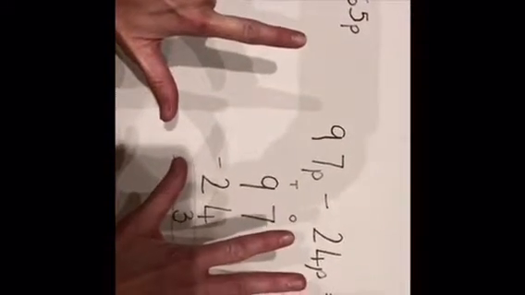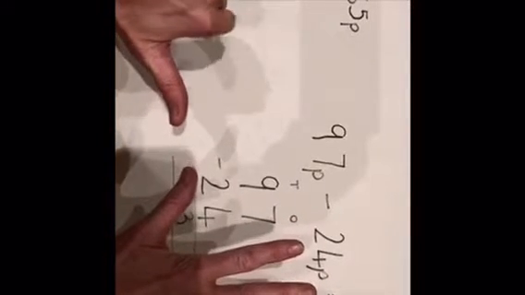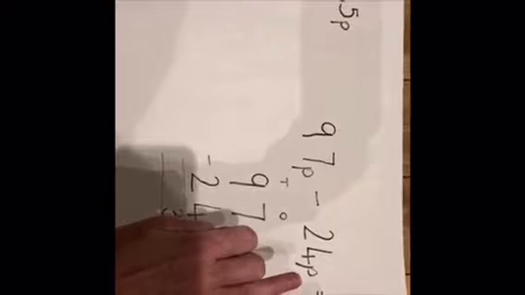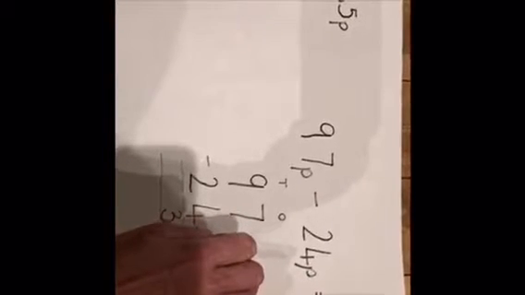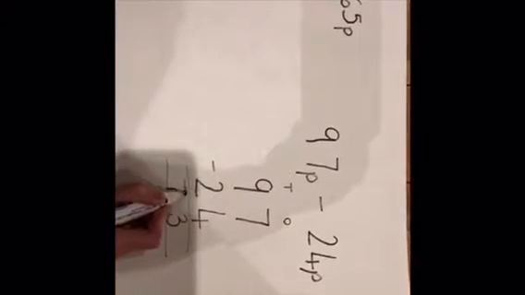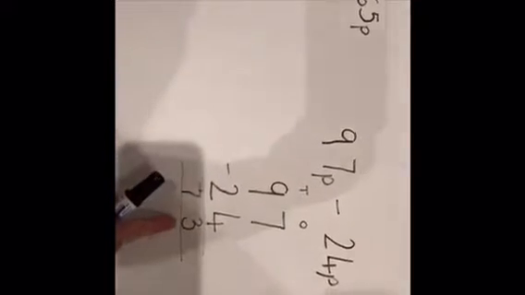What have we got left? Let's count them. 1, 2, 3, 4, 5. And what's the next one? 6, 7. I was just testing you all there. So here is 7 tens and 3 ones. 73. Well done, you guys.